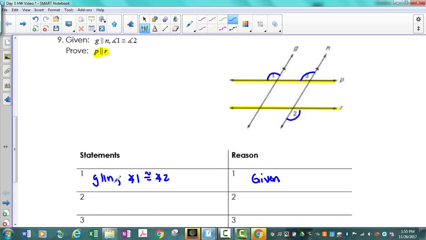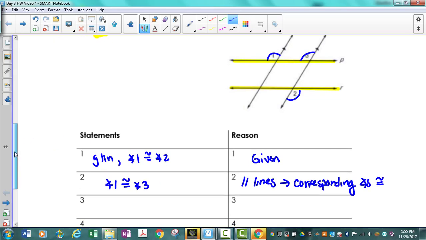Second, I'm going to take what I could pull away from the fact that G is parallel to N. From G being parallel to N, I know that angle 1 and 3 on transversal P are congruent. So angle 1 congruent to angle 3. Remember we said those were corresponding angles, so we say if we have parallel lines, then corresponding angles are congruent.